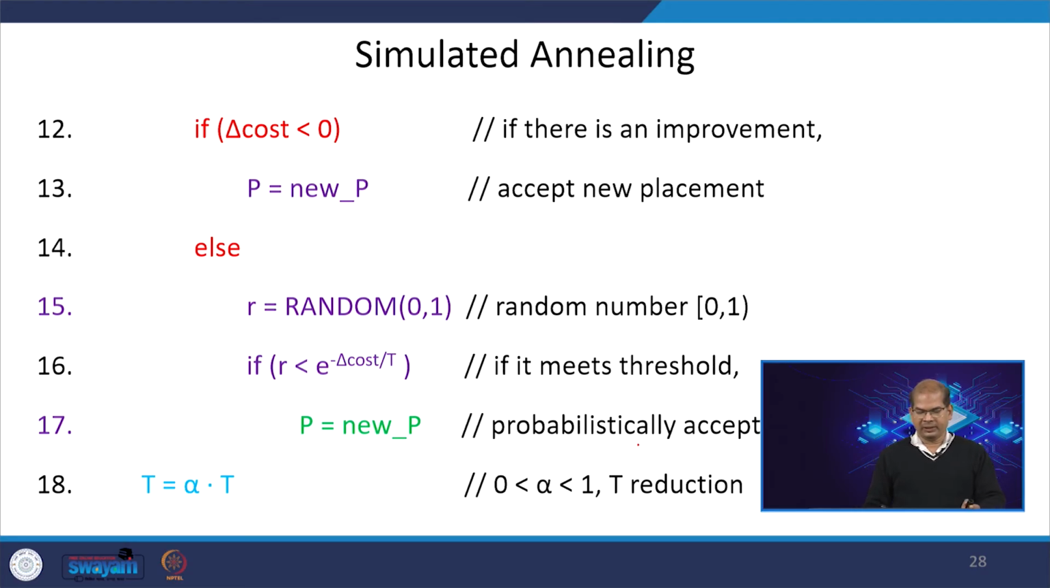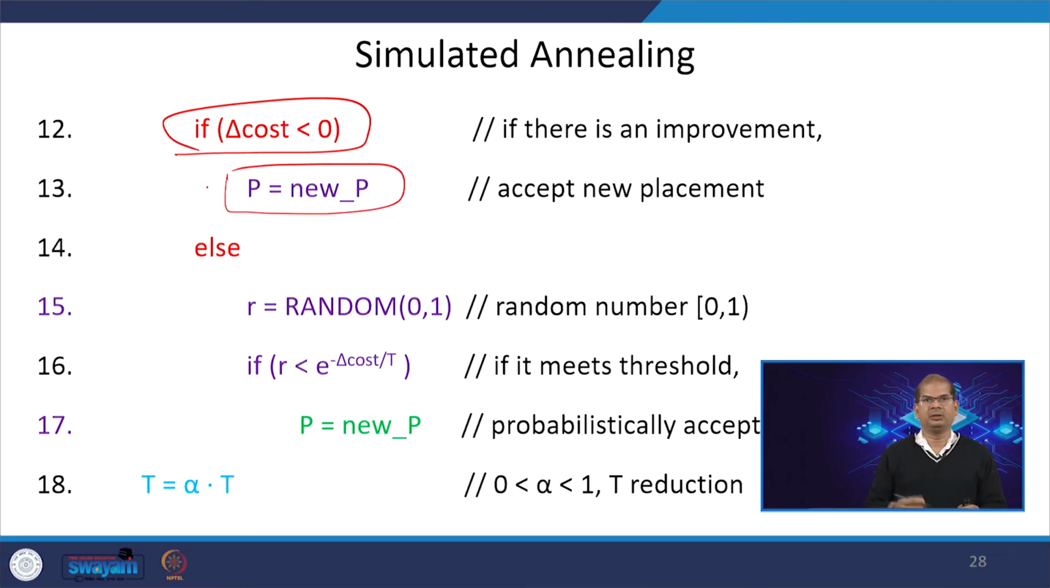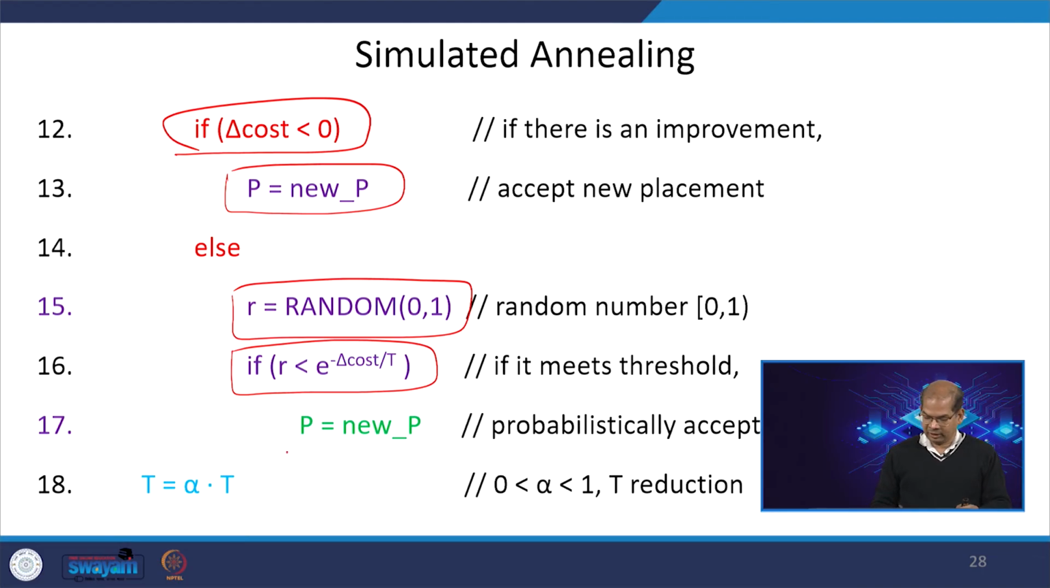Now, if my delta cost is less than 0, it means I am doing an improvement. I am getting a better solution, so I will accept the solution, there is no issue. If my wirelength is reduced, then I will accept that solution. Else, I will not reject the solution outright, but I can accept it with some probability. We find a random number between 0 to 1, and if it is less than e to the power minus delta cost by T, then I will accept that placement.